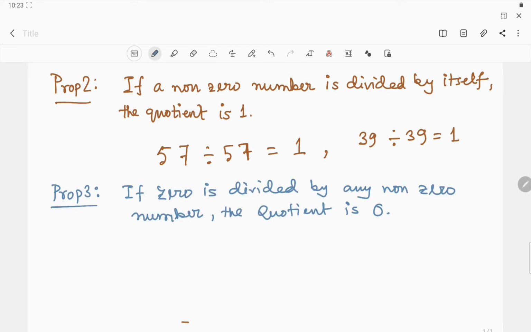Now I'm going to property number 3. If 0 is divided by any non-zero number, the quotient is 0. That means if you divide 0 by 57, you will get 0. If you divide 0 by 157, you will also get 0. That means if you divide 0 by any non-zero number, then you will get 0.